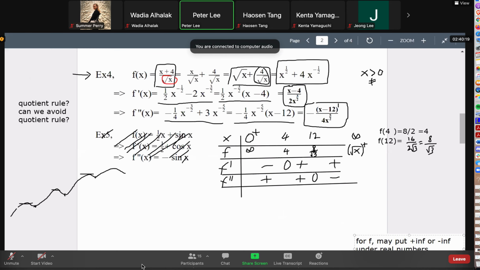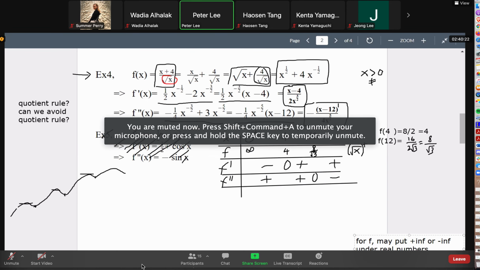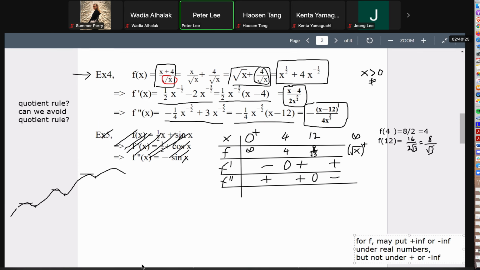But not under plus or minus infinity. So what I'm saying is when x is plus or minus infinity, never put plus or minus infinity under plus or minus infinity. But you may put plus or minus infinity when x is actually approaching a number, like 0 plus or 12 or something. But never put infinity under infinity. So under infinity, I put square root of x plus. That means that is heading to infinity, but at the rate of square root of x. That's what it means. Okay, so now it's time to write the pieces here.